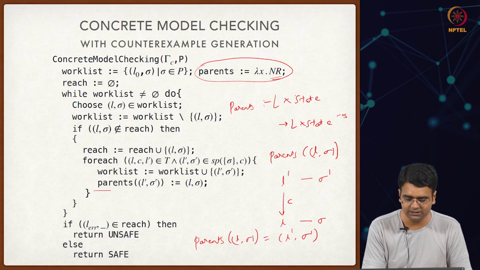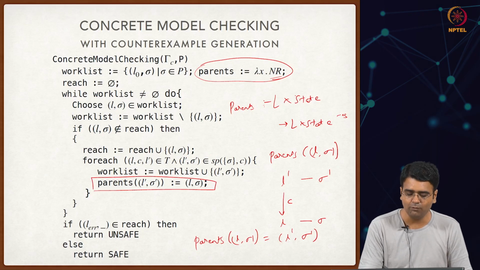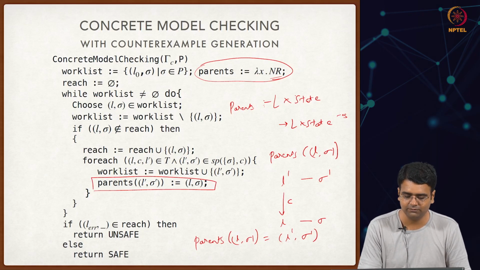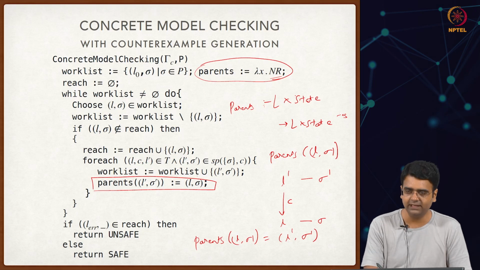The only change happens here, right. So this is where the parents map is updated, right. So when you have propagated from L to L prime, when you have propagated the state sigma to sigma prime, you will say that parents of L prime comma sigma prime is equal to L comma sigma.